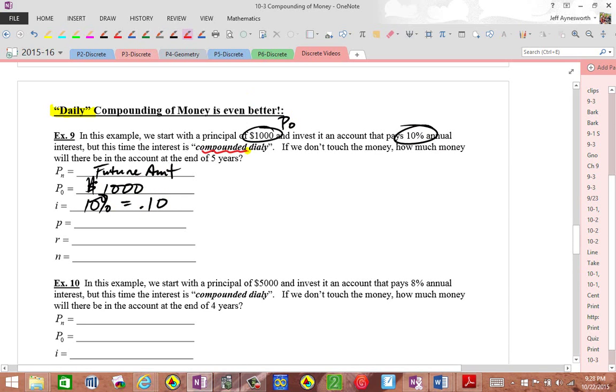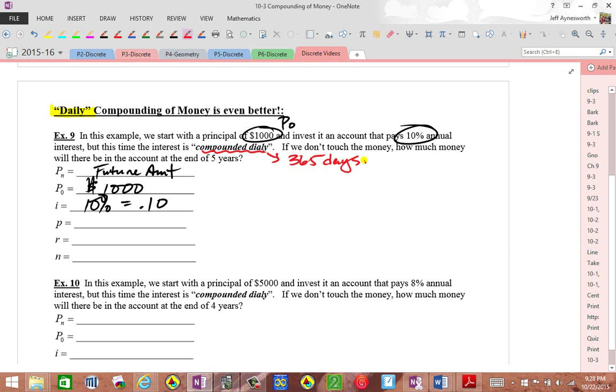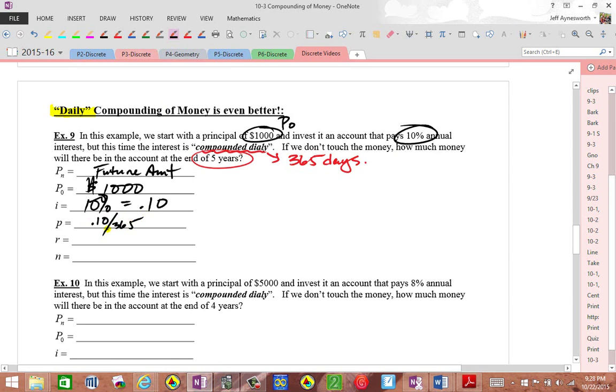And this time though, look at this, it's compounded daily. Now we know there's 365 days a year, so we're going to compound it 365 times. So not one time a year like an annual situation, not compounded monthly 12 times a year, but we're going to compound it 365 times per year. So here we go. And then what happens after 5 years? We'll figure that out. So my periodic interest rate is 0.10 divided by 365.